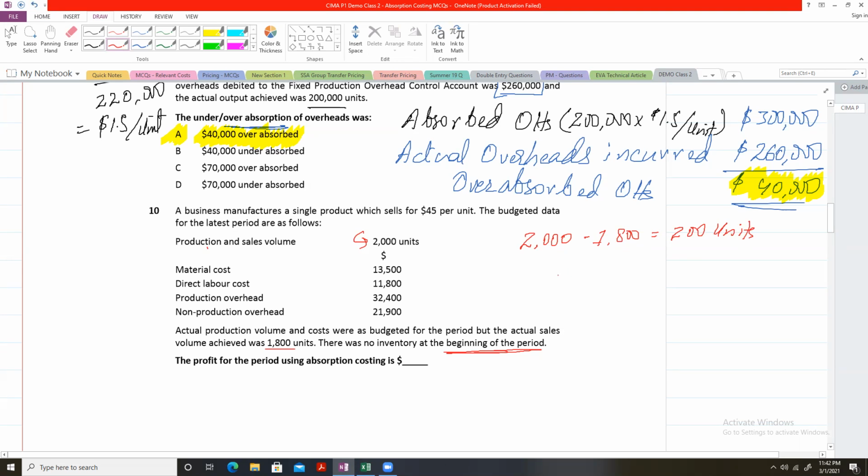200 units should be left at the end of the accounting period in stock, since 2000 were produced, out of which 1800 were sold. So the company should be left with 200 units at the end of the accounting period. Now we need to value these units of inventory.